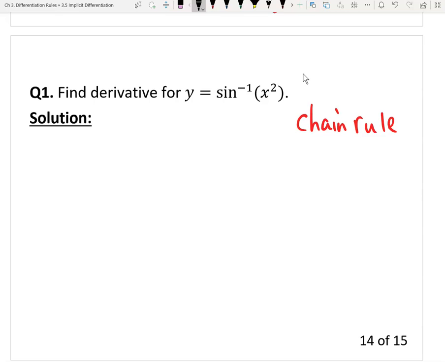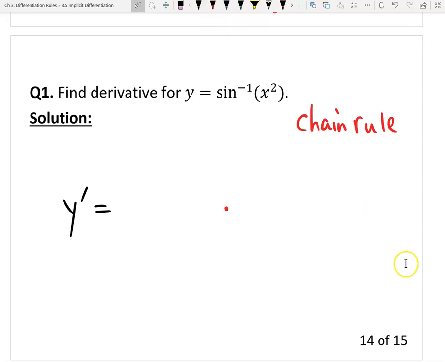And therefore y, take a derivative. Do you remember the chain rule? Of course you remember. So we have the derivative of the outer times the derivative of the inner. What is the inner function? u equals x squared. Therefore the outer function is inverse sine at u, right?